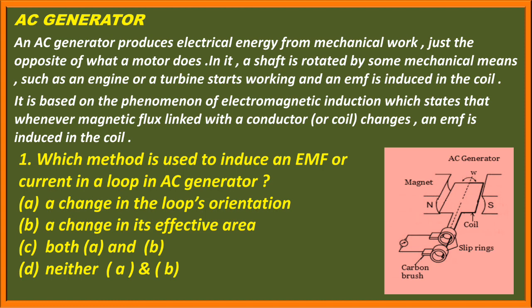So, in the first question, which method is used to induce an EMF or current in a loop in an AC generator? The four options are given here. Now you have to select the correct one. The correct answer is option C, both A and B. That is a change in the loop's orientation and a change in its effective area.